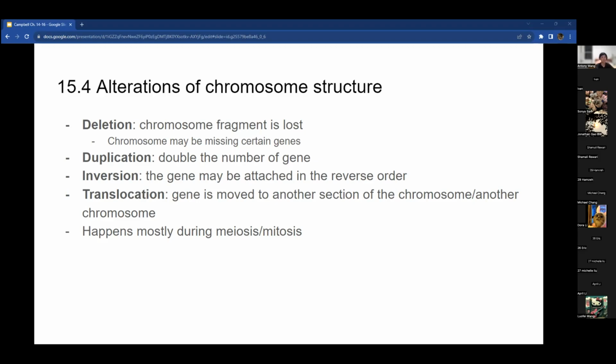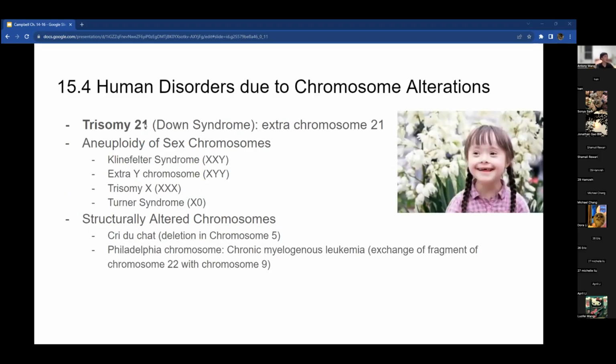It's in the name. Here are some notable disorders due to chromosome alteration. Trisomy 21 is Down syndrome.